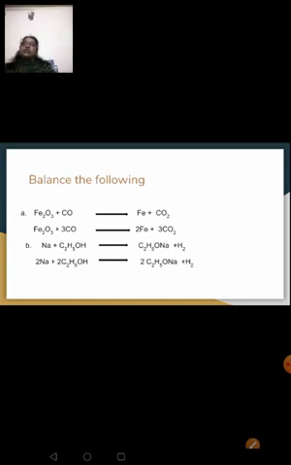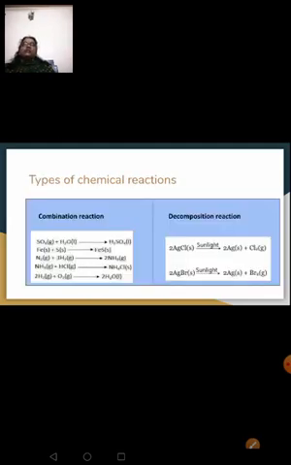Another example is also given. You try to practice in a notebook, and you can refer to your textbook also. At the end of the lesson a few equations are given. You try to balance those equations. Next we will begin with types of chemical reactions.